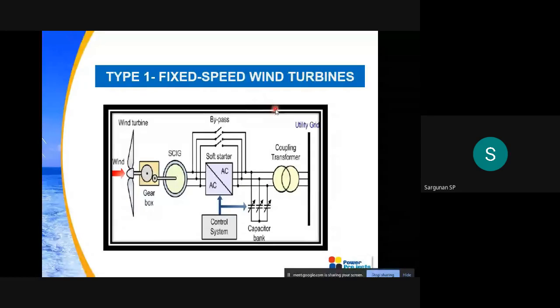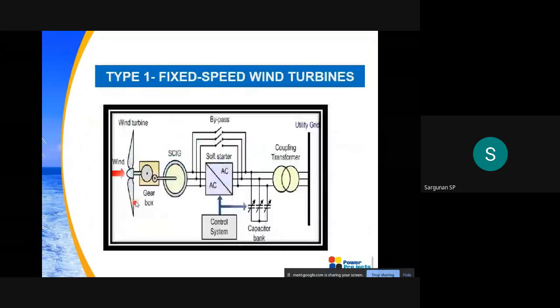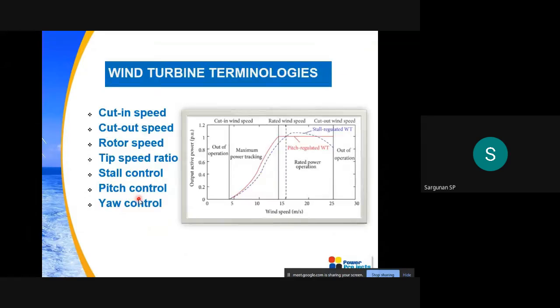So what all the points I have told will get covered here. Similarly, here you can see something called the stall regulator, another concept called the stall regulator. Yeah, I will go back to the slide.